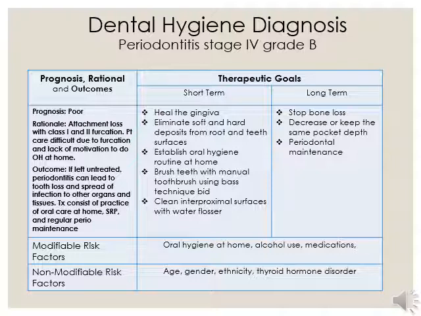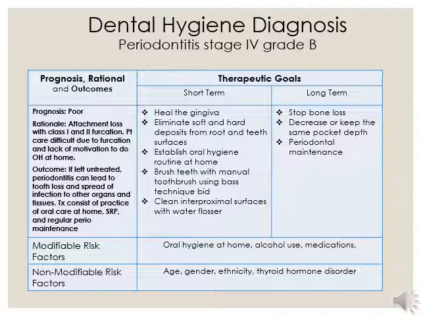In the short term, the goals are to heal the gingiva by eliminating the soft and hard deposits from the root and teeth surfaces. She needs to establish an oral hygiene routine at home by brushing her teeth with a manual toothbrush using the Bass technique twice a day, and also cleaning the proximal surfaces with a water flosser. I think that's the best because it's easier to manipulate, so that can be one less barrier for her to start cleaning her mouth.